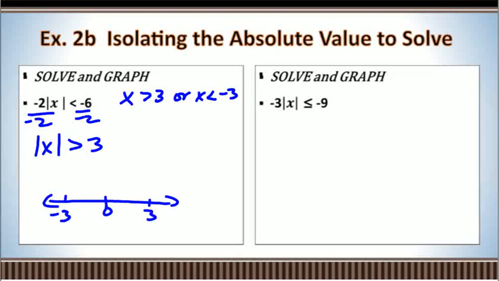Just greater than and less than, so open circles. Greater than 3 going to the right, less than negative 3 going to the left.